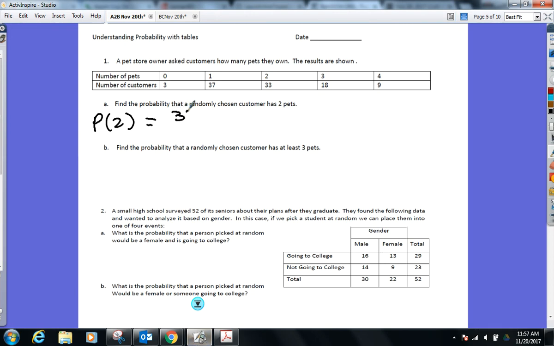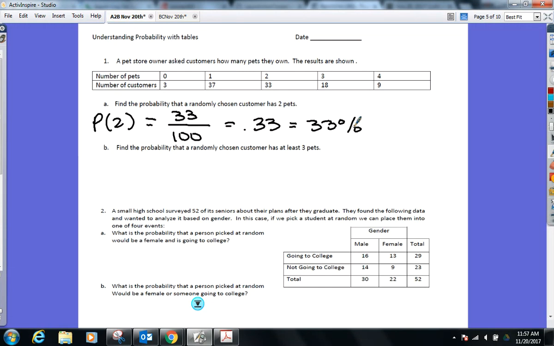33 customers have 2 pets, out of how many total customers? Out of 100. Just emphasizing this one last time, everyone. 33 out of 100. 0.33, fully acceptable. So would 33%. Any version, percent, decimal, fraction, I'm all right with.